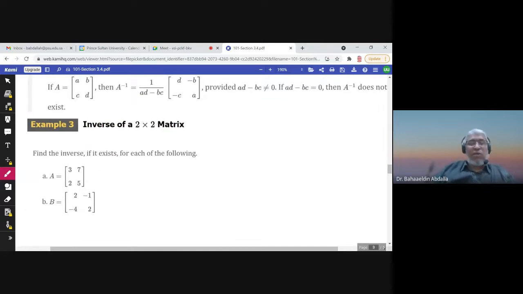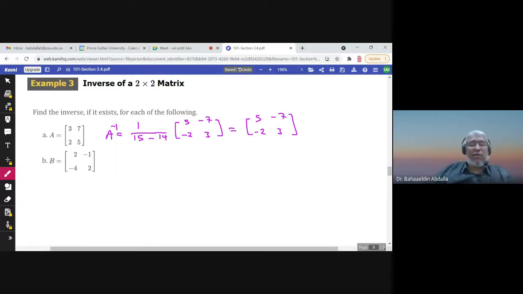So let us try to find A inverse here. 1 over 3 times 5, 15, minus 2 times 7, 14, that's AD minus BC. 3 and 5 change positions. 2 and 7 keep positions but multiply by negative. Now 15 minus 14 is 1. 1 over 1 is 1. So this is A inverse. And if you multiply A and A inverse, you should get the identity matrix.